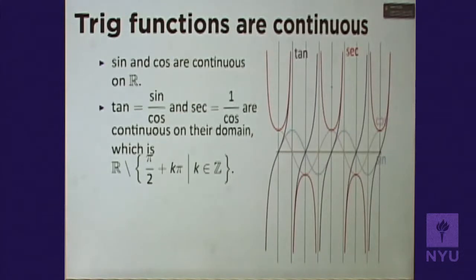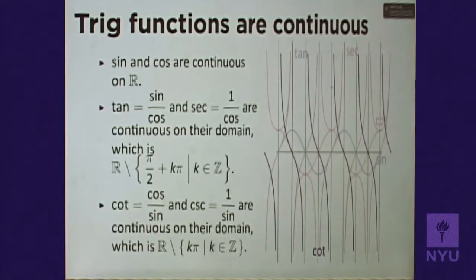That domain is all real numbers minus points which can be written as pi over 2 plus a multiple of pi. So pi over 2, 3 pi over 2, 5 pi over 2, negative pi over 2. These are all points at which cosine is 0, so tangent and secant are not defined. But everywhere else, it's defined and continuous.